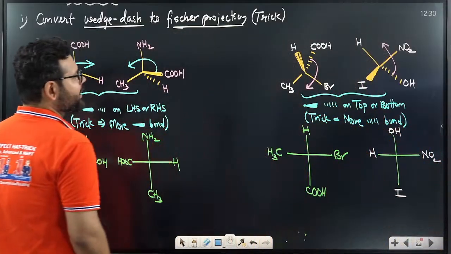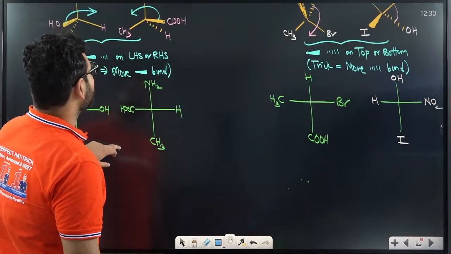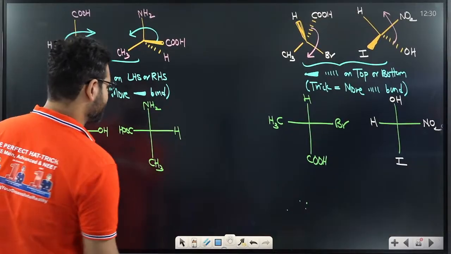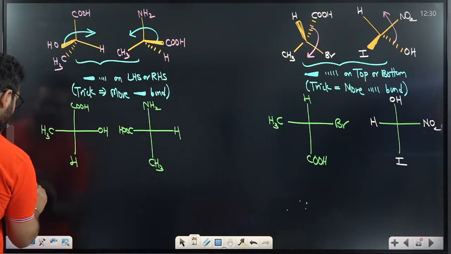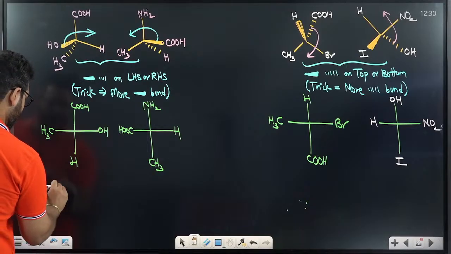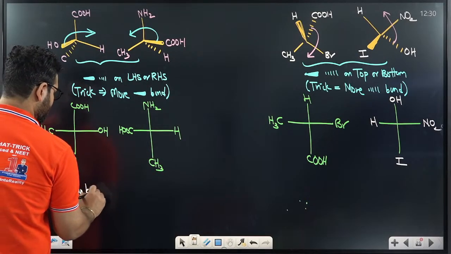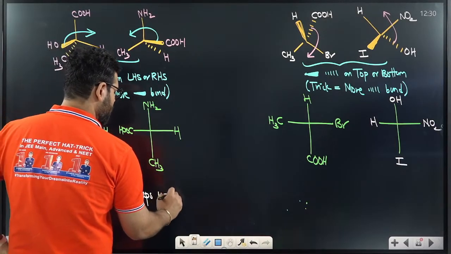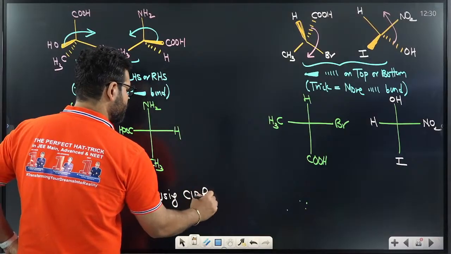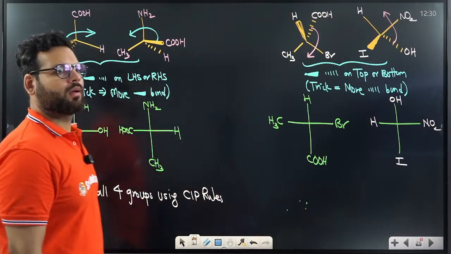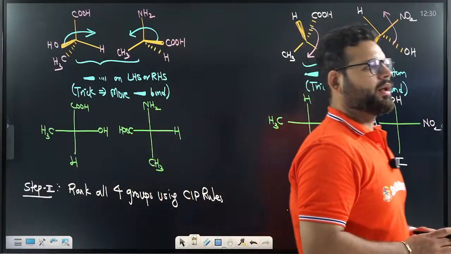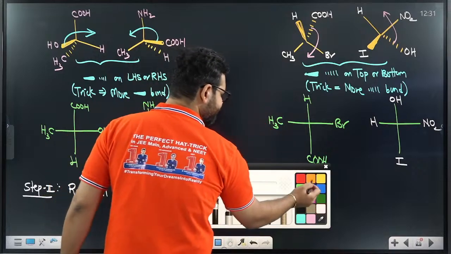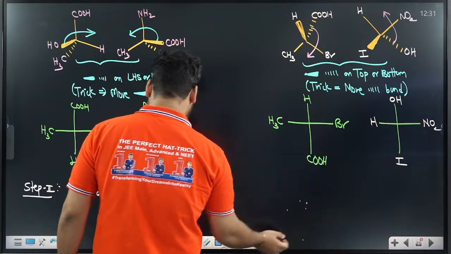Step 2 is rank all the 4 groups using CIP rules. CIP rule already we have done in the EZ nomenclature. So step 2, rank all 4 different groups using CIP rules. So let's rank them and write the next rule as well.